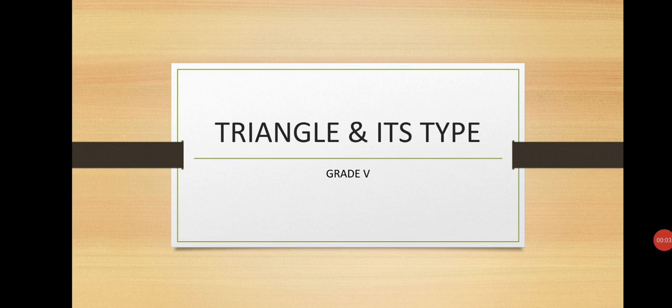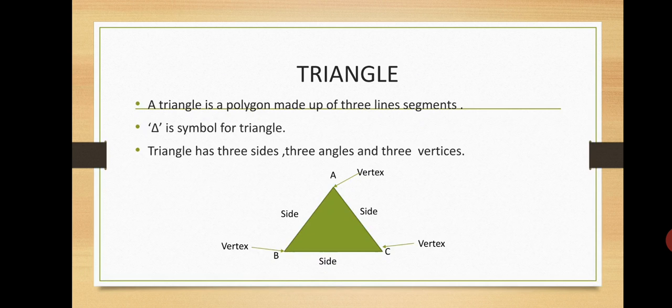Today we will discuss triangle and its types. Let's start. What is a triangle? A triangle is a polygon made up of three line segments, or we may say the triangle is a closed figure made up of three lines. The symbol is for the triangle.